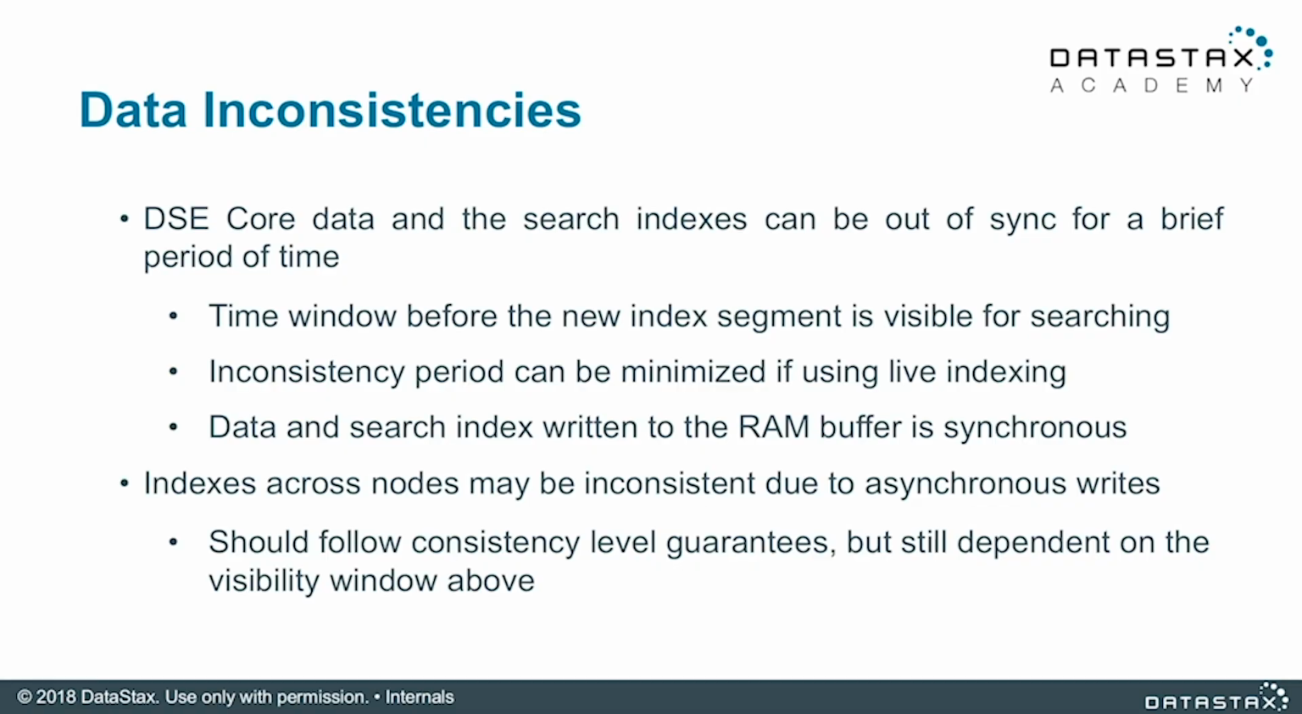Also keep in mind that due to the distributed nature of the database, it is possible for the indexes across different nodes to be inconsistent for a period of time as well, due to the asynchronous nature of the write path. This can potentially cause indexes to be visible for searching sooner on some replica nodes and later on other replicas.